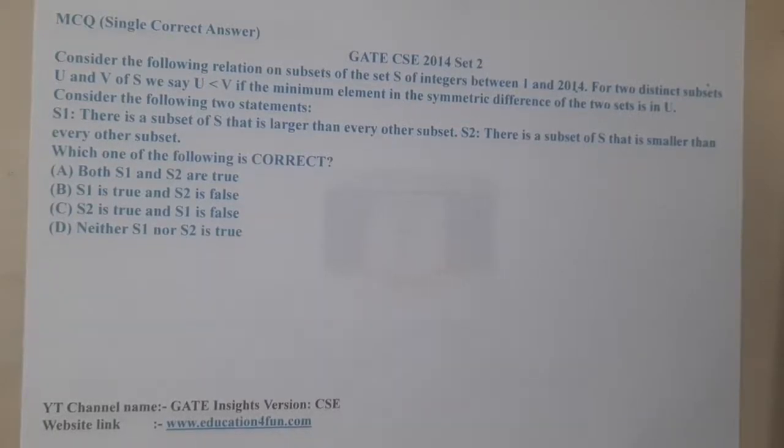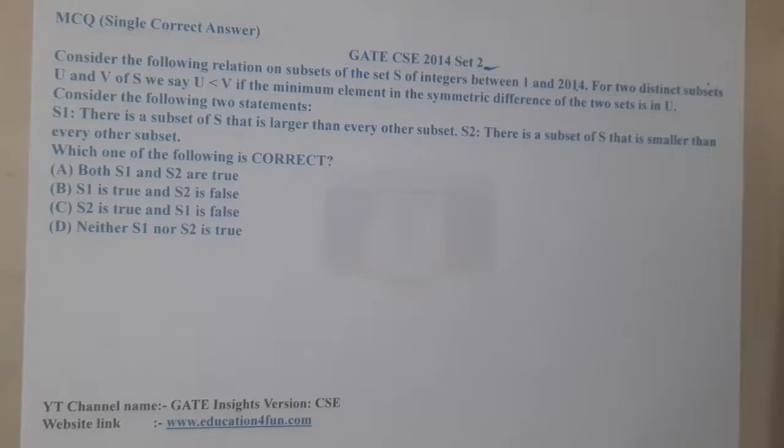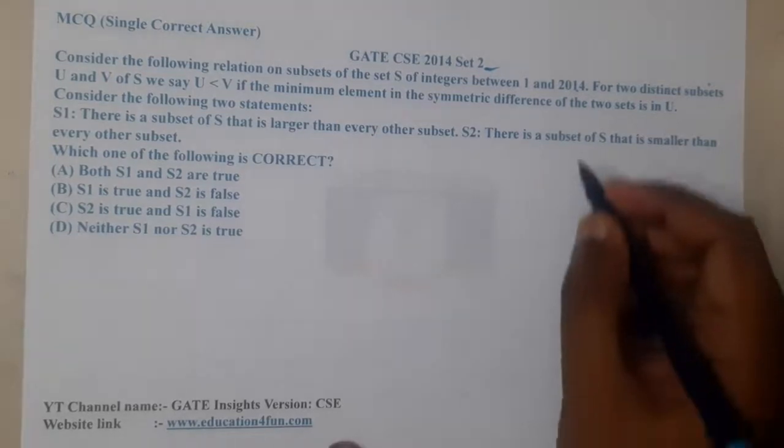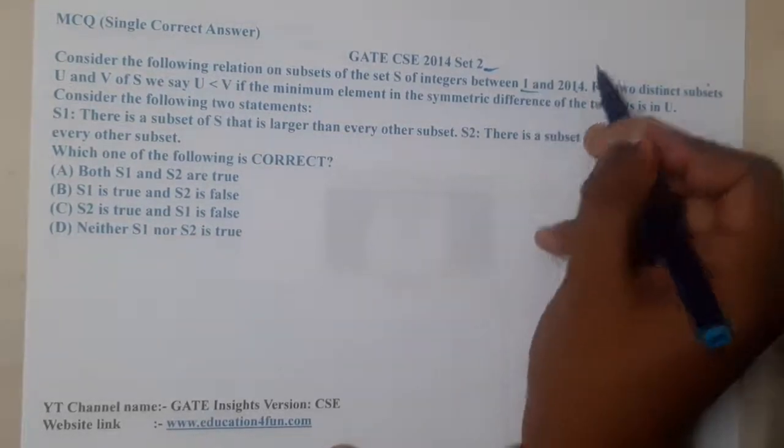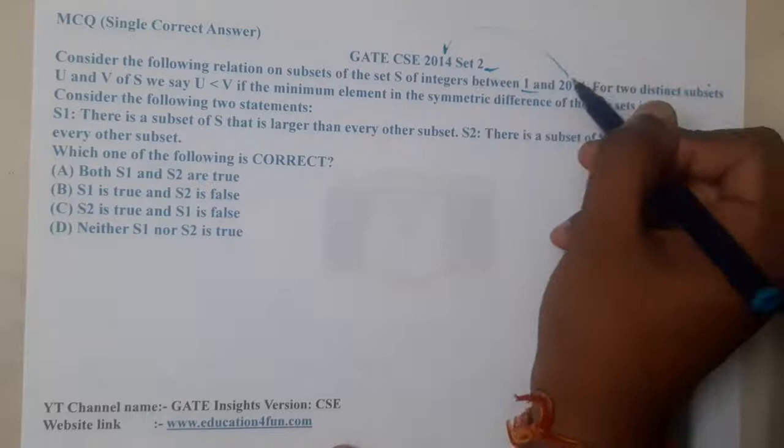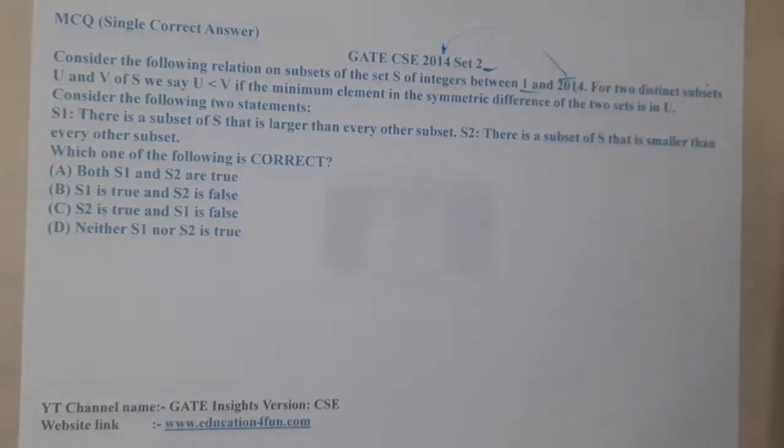In this lecture, let us go through the next question. This question belongs to GATE CSE 2014 set 2, guys. The question is: consider the following relation on subsets of a set S of integers between 1 to 2014. This question belongs to 2014, so he used 2014 in the question. Let us continue.